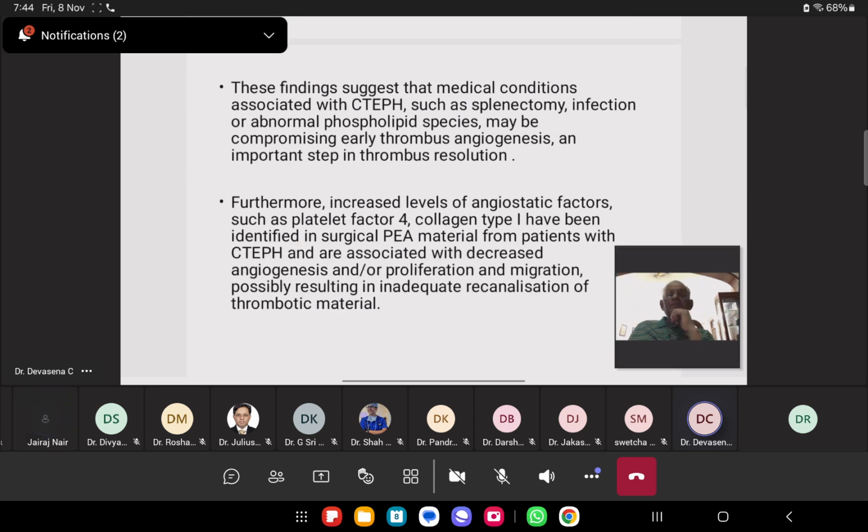These findings suggest that medical conditions associated with CTEPH, such as splenectomy, infection, or abnormal phospholipid species, may be compromising early thrombus angiogenesis, an important step in thrombus resolution. Furthermore, increased levels of angiostatic factors such as platelet factor 4 and collagen type 1 have been identified in surgical pulmonary endarterectomy material from patients with CTEPH and are associated with decreased angiogenesis and/or proliferation and migration, possibly resulting in inadequate recanalization of thrombotic material.